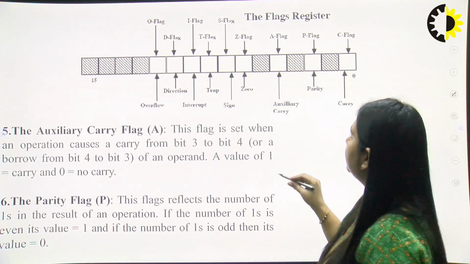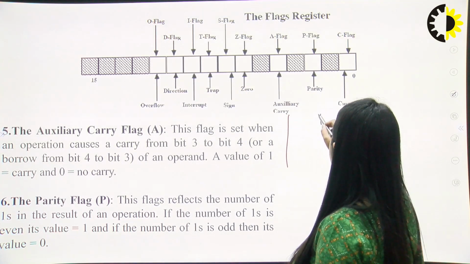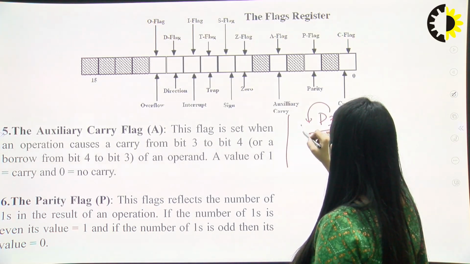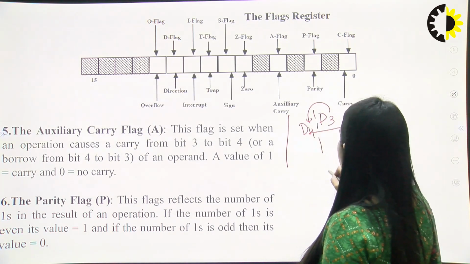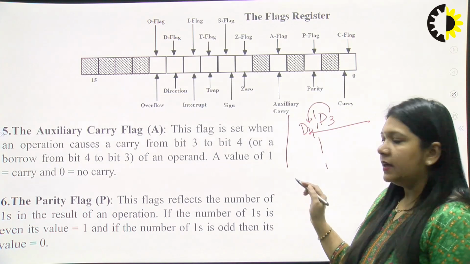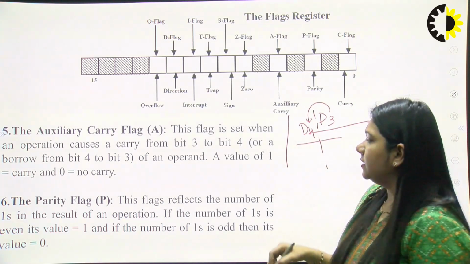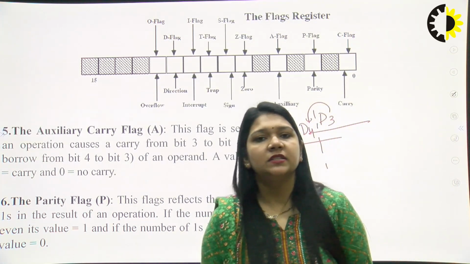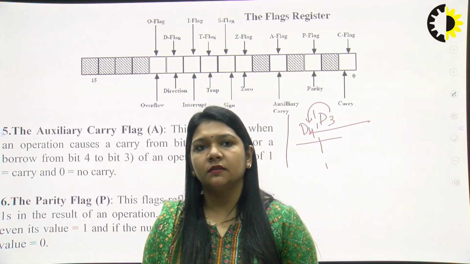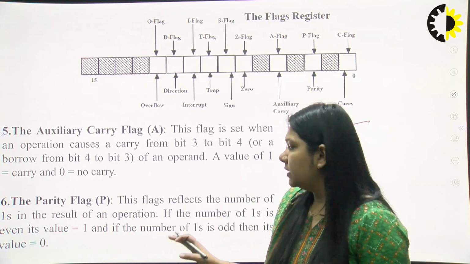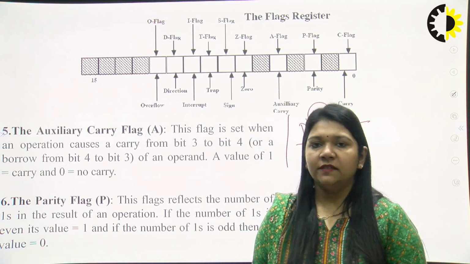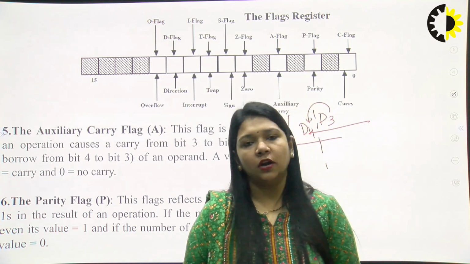Next is the auxiliary carry flag. When the answer has a carry that occurred between the bits from D3 to D4, this carry is the auxiliary carry. Parity is based on the number of ones in the result. If the number of ones is even, like 2, 4, 6, 8, 10, 12, at that time the value will be 1 for even, and the value will be 0 for odd numbers.